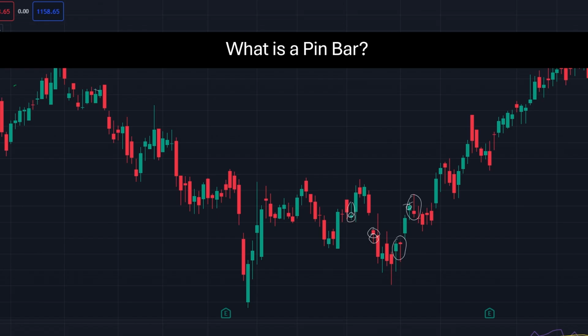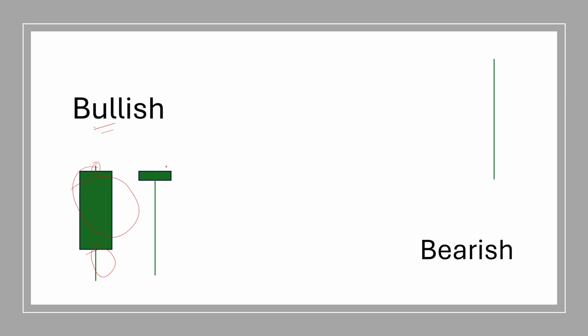Now there are two types of pin bars. One is bullish and one is bearish. So now let's talk about bullish. In the bullish pin bar, like we said earlier, we have a small wick, a long wick and a body. So this is one of the candles, and then we have another one with the body and a long wick, but it does not have a small wick over here, if you do not see it. So this is another type of candle.